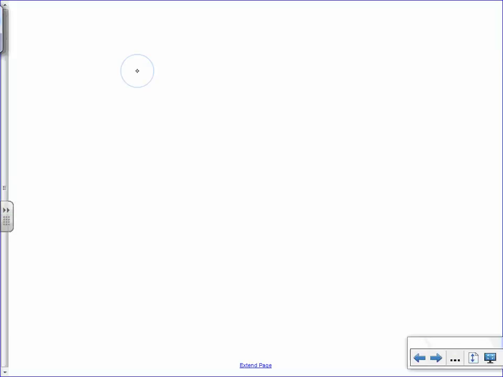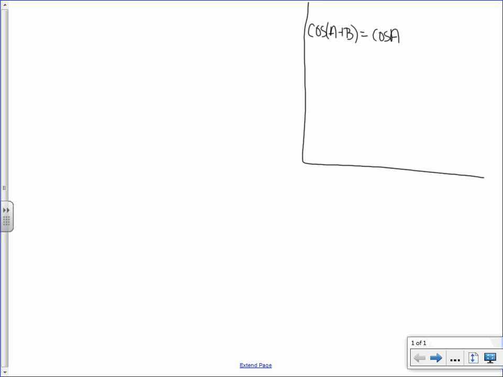So a couple of videos ago, we learned the sum and difference formula for cosine. All right, so I'll do a little box over here. For cosine, we had the cosine of A plus B, and remember, that was equal to cosine A cosine B minus sine A sine B. It's cosine, cosine, sine, sine. The middle sign has to change.